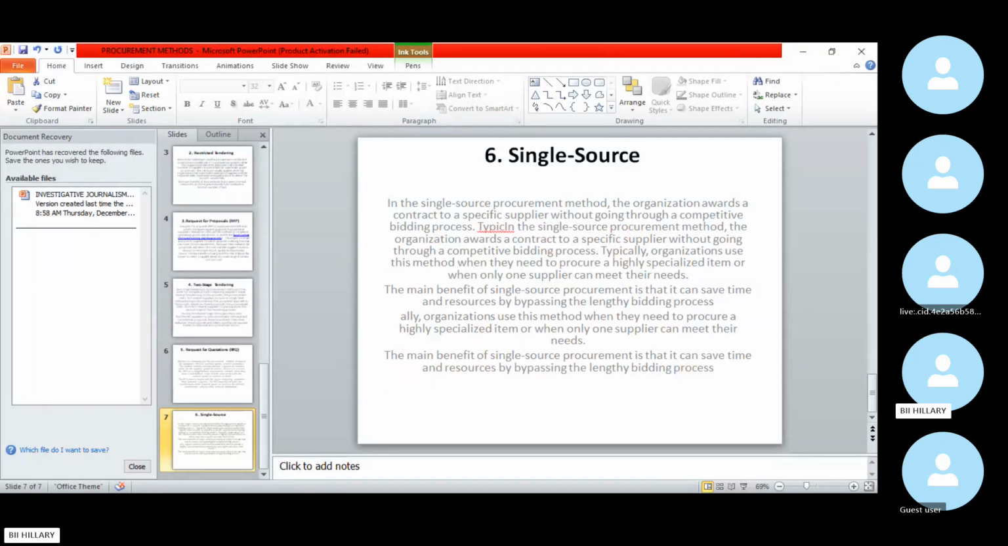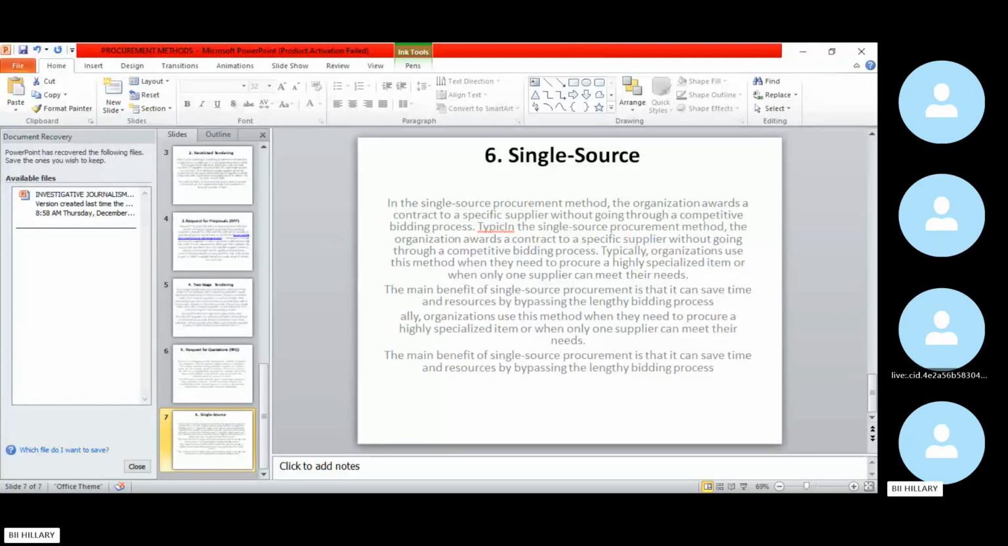So class, I hope you've heard about the major methods of procurement. May I hear your contribution? Which method will you prefer to use, assuming you are a business person? Or may I hear your understanding of these methods? Anybody with a contribution?